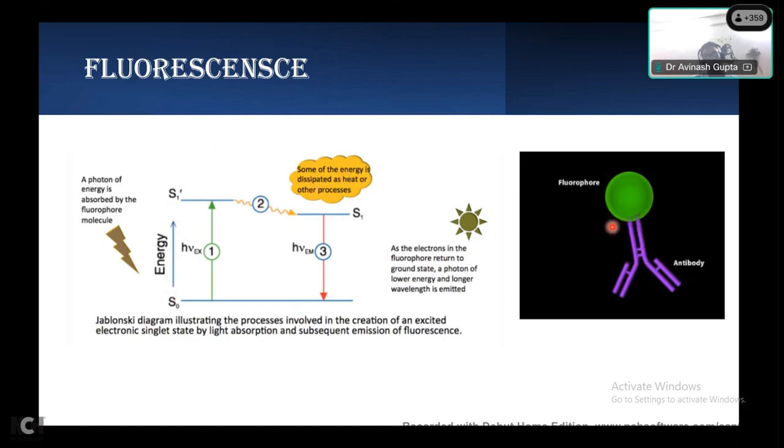So you can see here that this is an antibody which is attached to some fluorophore. This fluorophore will be excited by a particular wavelength of light, and then it will emit a particular wavelength of light. So if it is attached to the cell, then this light will be there.